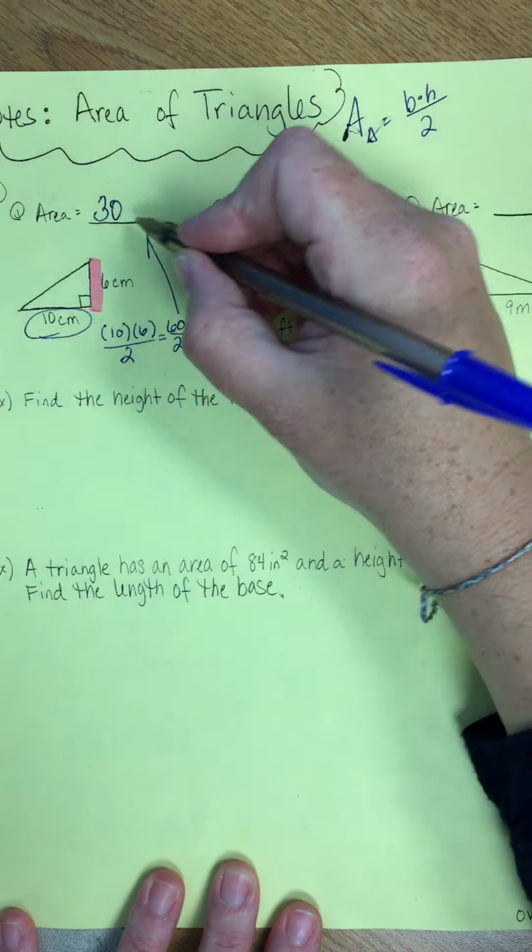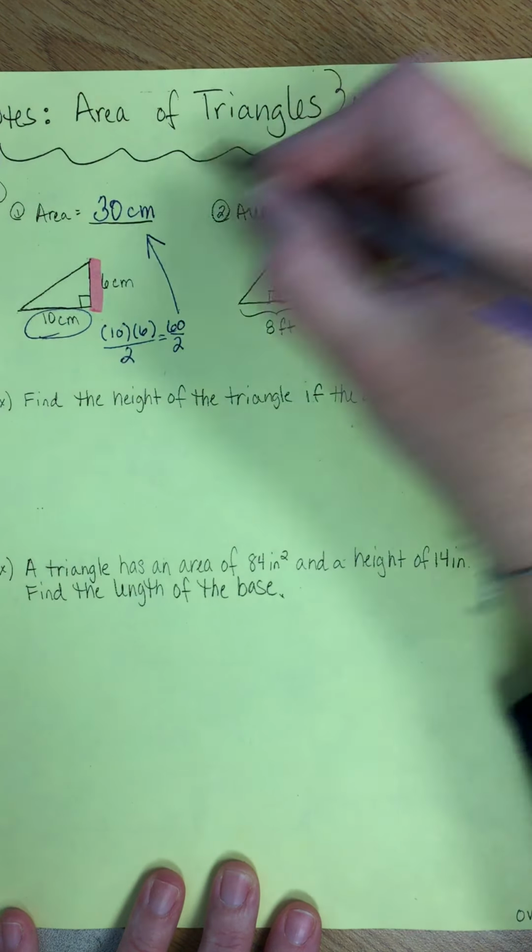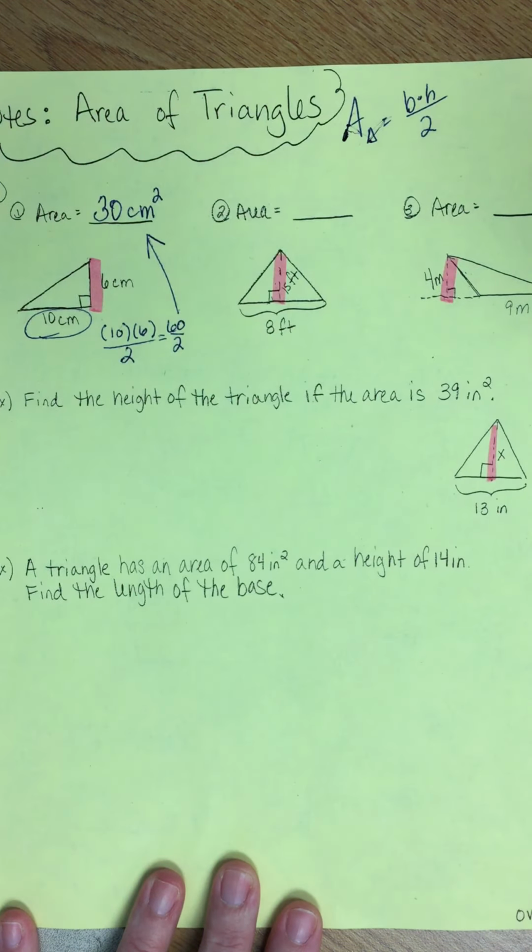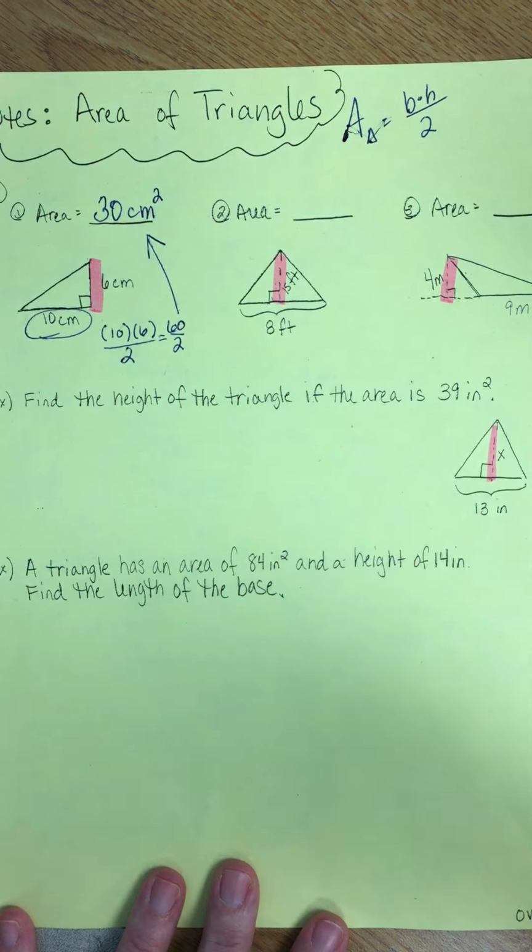Now what are our units? Our units are centimeters. Centimeters squared. Area has units raised to the second power. Let's go to number 2.